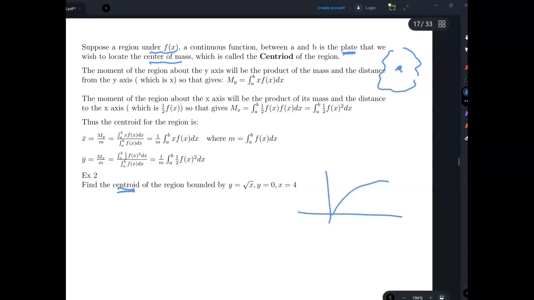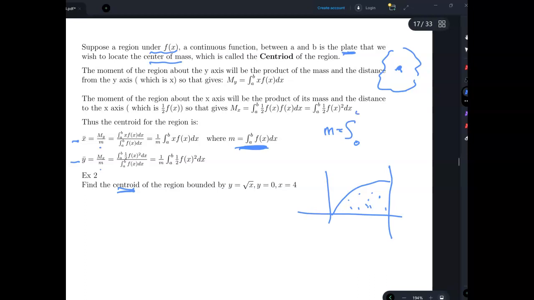So we know we've got the root x, x equals 4, y equals 0. So this is the area that's bounded. So to find the x bar and y bar, I need to find the m sub y divided by m and the m sub x divided by m. So the m is going to be the mass, how much it is. And so that's going to be the quantity of the area. So we can figure that out, right? So let's go find the m for our example problem here.